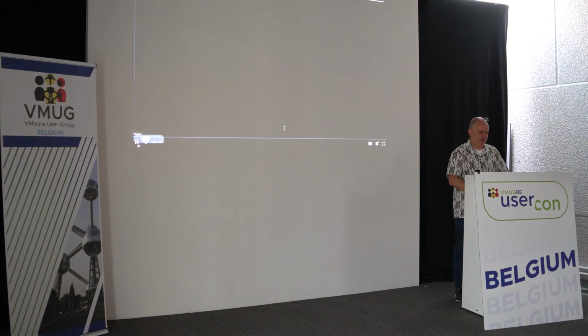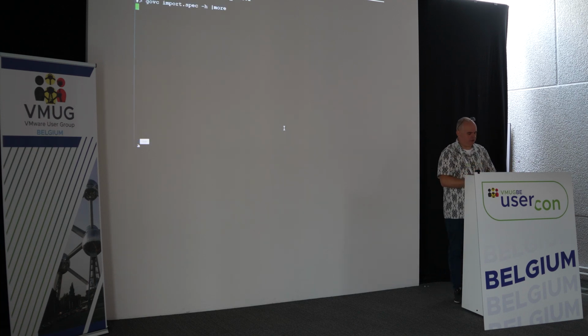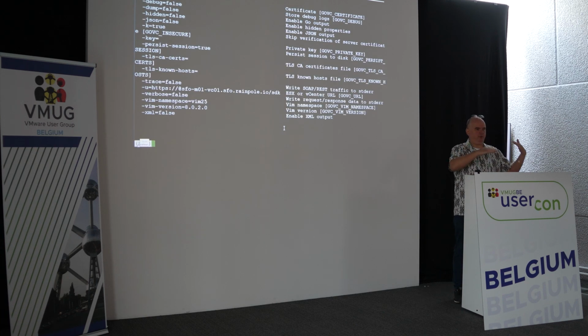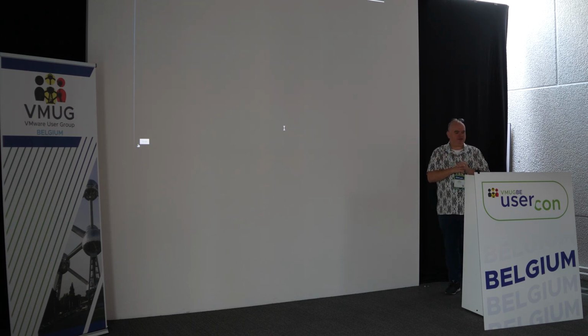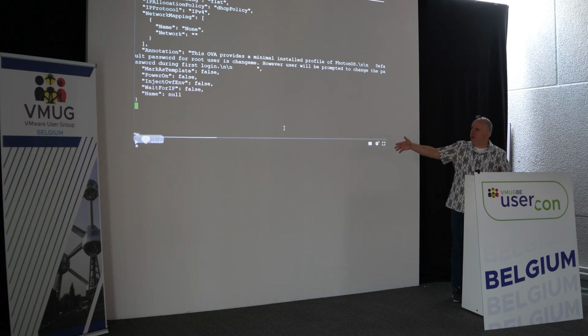So I've got this OVA here. I still have that photon OVA. So I'm going to use a function called import.spec. And you just point it to the OVA. And it's going to generate that JSON format that has this information, right? And you see those parameters with, for example, the network mappings. How many network mappings do I need to assign to it, right? And it's a JSON format. Nice.